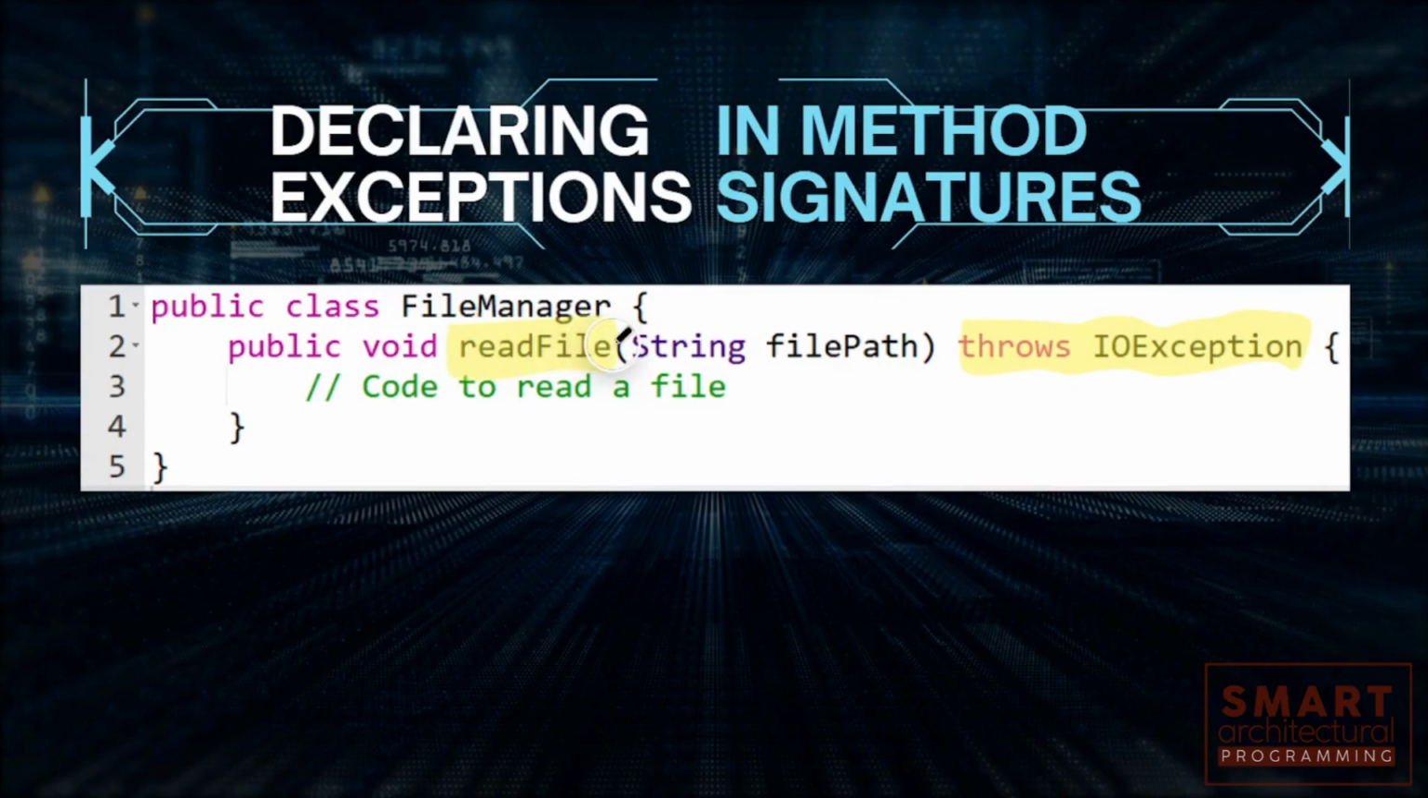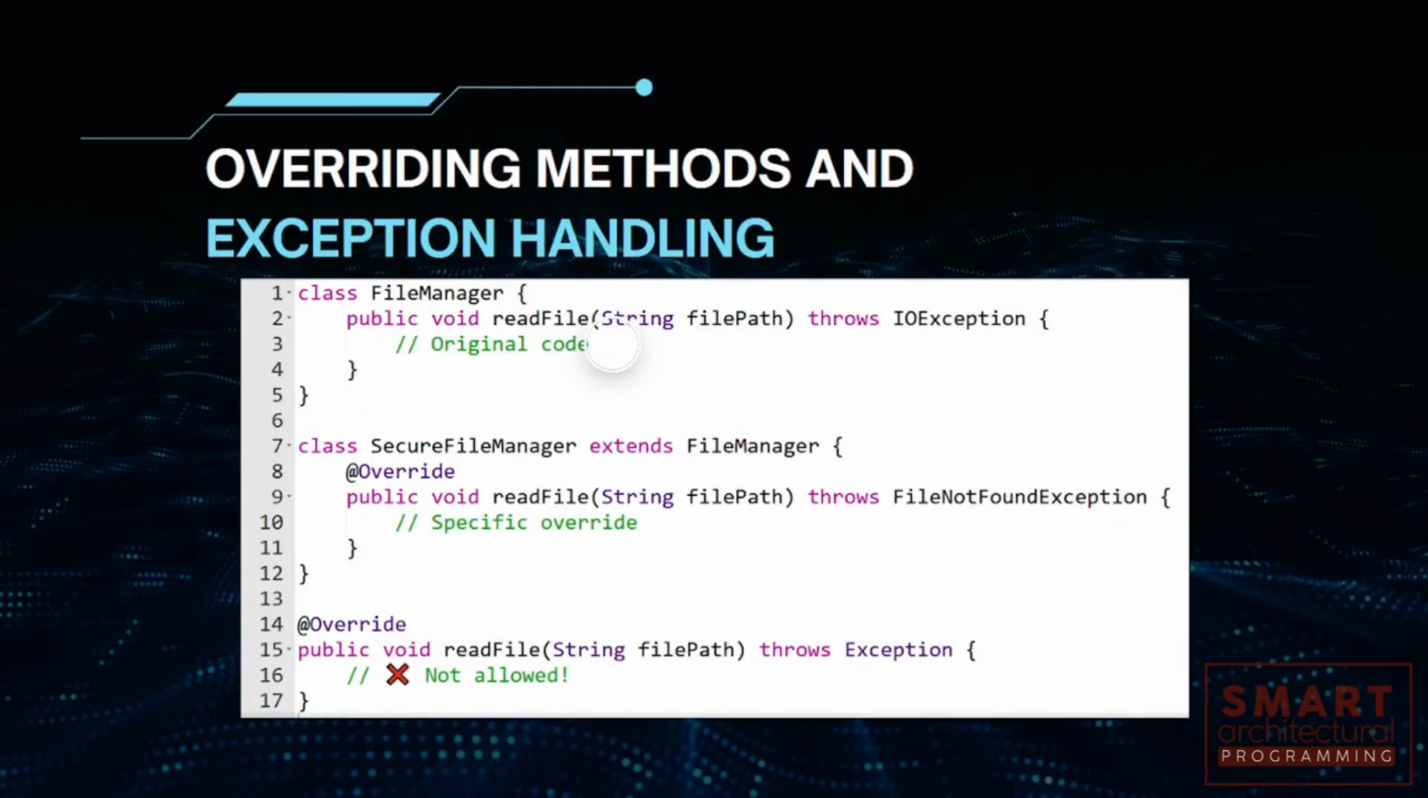But we're going into the crux, the nuts and bolts of this particular concept, so you get a better understanding of it. So how do you override methods and exception handling? Here we have a class called FileManager, right? It has a method readFile that throws an, let me highlight this. This is a class FileManager. This is a class SecureFileManager, this is a subclass.